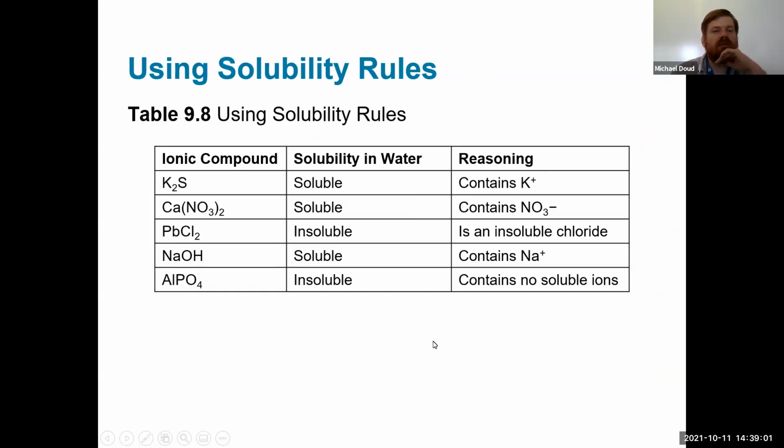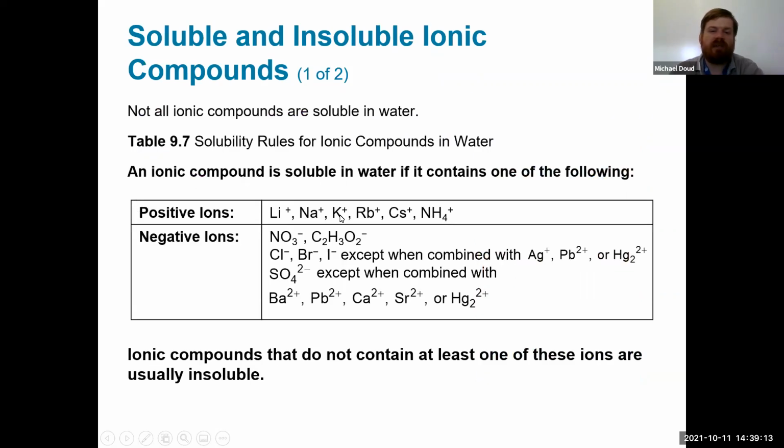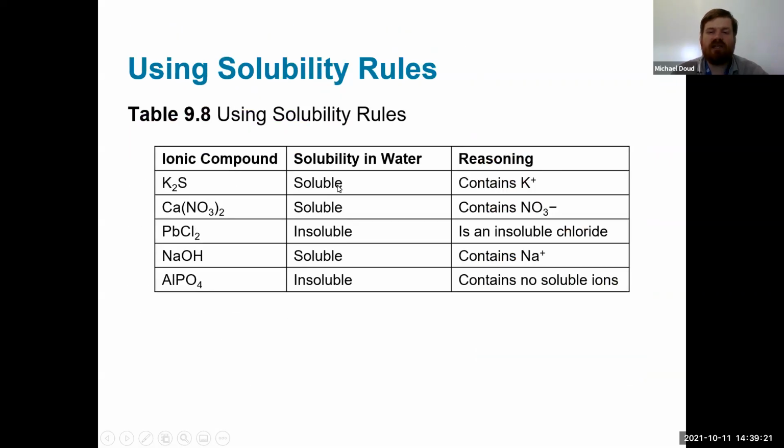Okay, so how do you use your solubility rules? Let's say that I ask you, is this compound soluble, potassium sulfide? And the answer is, well, let's look at our table. It contains the potassium ion and the sulfide ion. Now, sulfide's not down here, but potassium is here. And that means if it's in the positive ion chart, it is soluble because it contains potassium. Calcium nitrate, also soluble because it contains nitrate.